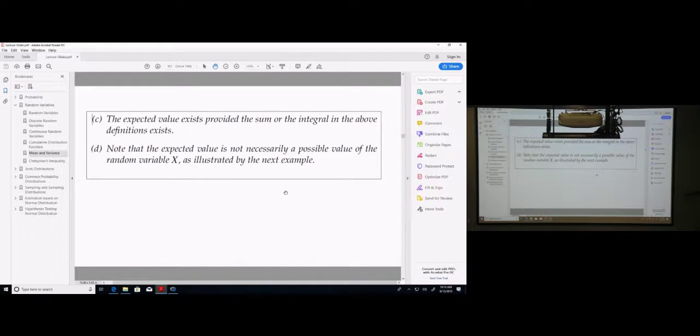The expected value exists provided that the sum or integral in the above definition exists. At this stage, I think you can assume it will always exist, but later on in your life, you might encounter situations where the integral or the summation does not converge. It might go to plus infinity or minus infinity or some other thing. Then the expected value will not exist. Now, note that the expected value is not necessarily a possible value of the random variable X, but it has to be somewhere inside the range, all right?